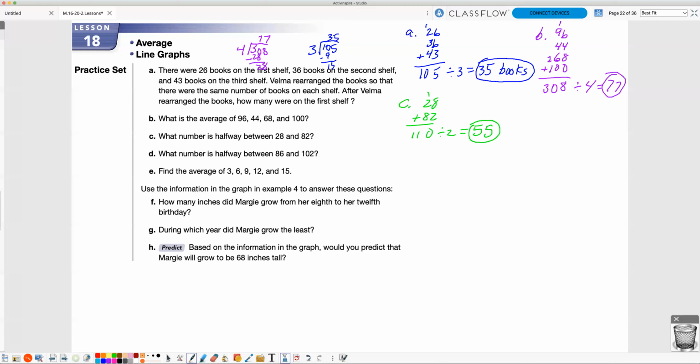Letter D, go ahead and do letter D. What number is halfway between 86 and 102?